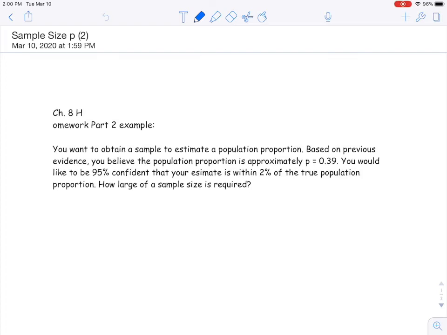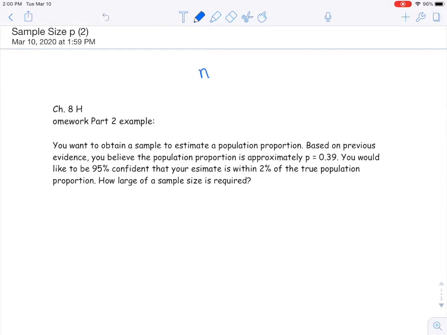Okay, just wanted to show you a quick example of calculating the sample size when we're dealing with population proportions. The formulas are a little different. Previously, we used the formula n equals z critical times sigma over the margin of error squared. Okay, that's when we were estimating mu.